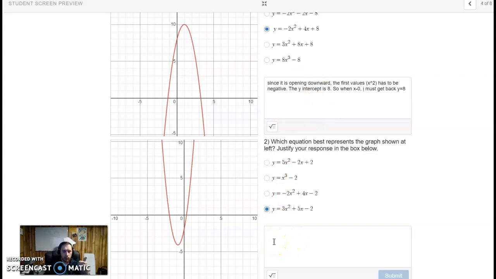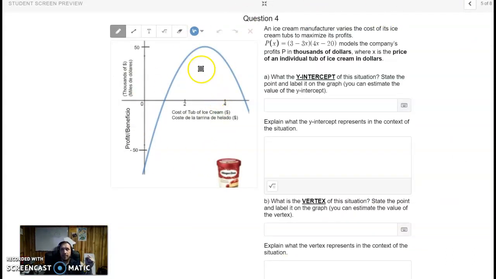So tell me, did you get one of those right? Both of them right? Did you have enough justification? All right. Here's this last question 4. It says an ice cream manufacturer varies the cost of its ice cream tubs to maximize profit. So we have this quadratic, and this is kind of your visualization, your estimation. And so what is the y-intercept of this situation? State the point and label it on the graph.